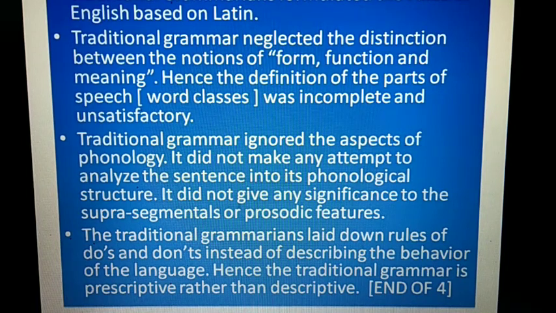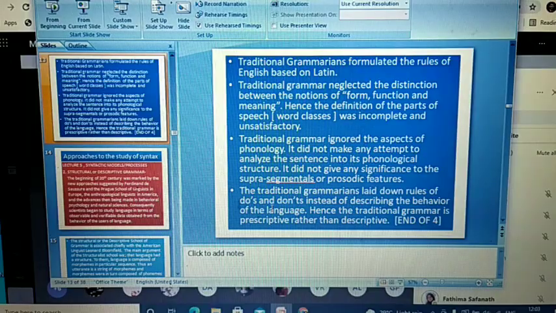Now we move on to the next aspect of traditional grammar. Traditional grammarians lay down rules of do's and don'ts instead of describing the behavior of the language. Hence traditional grammar is prescriptive rather than descriptive. So this is an answer to one question we are discussing at the moment: why is traditional grammar called prescriptive grammar? Traditional grammar is called prescriptive grammar because it gives a lot of significance to rules.